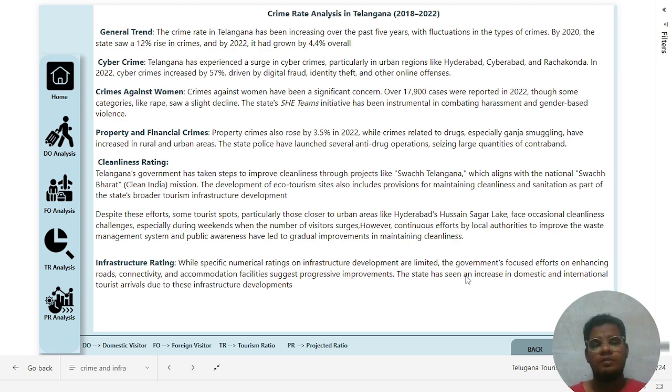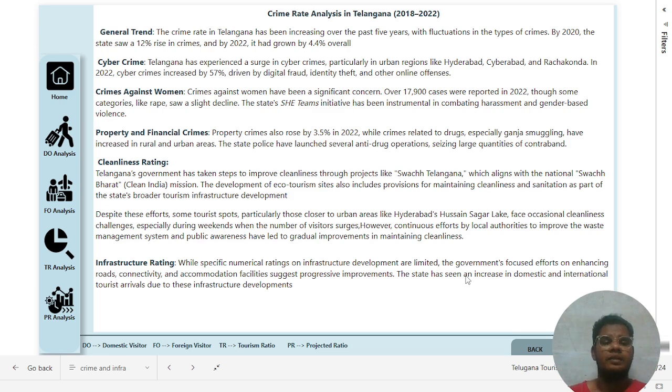Property and financial crimes. Property crime also rose 3.5% in 2022, while drug-related crime, especially ganja smuggling, has increased in rural and urban areas. The state police have launched several anti-drug operations and seized a large quantity of contraband.